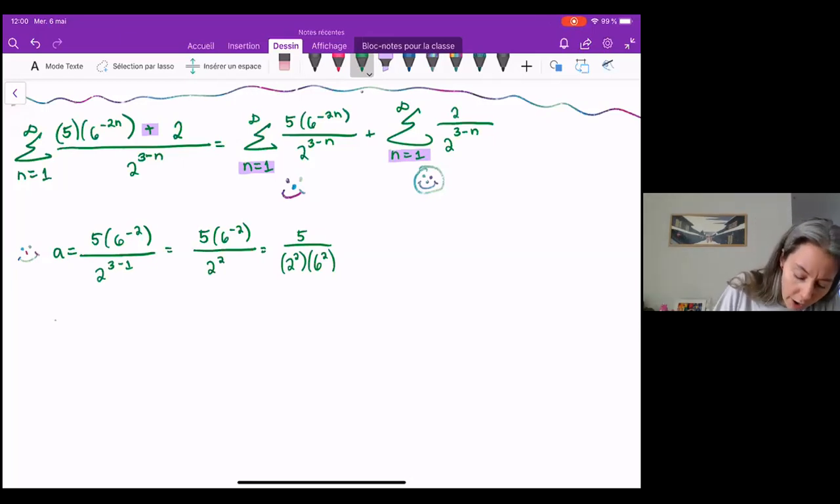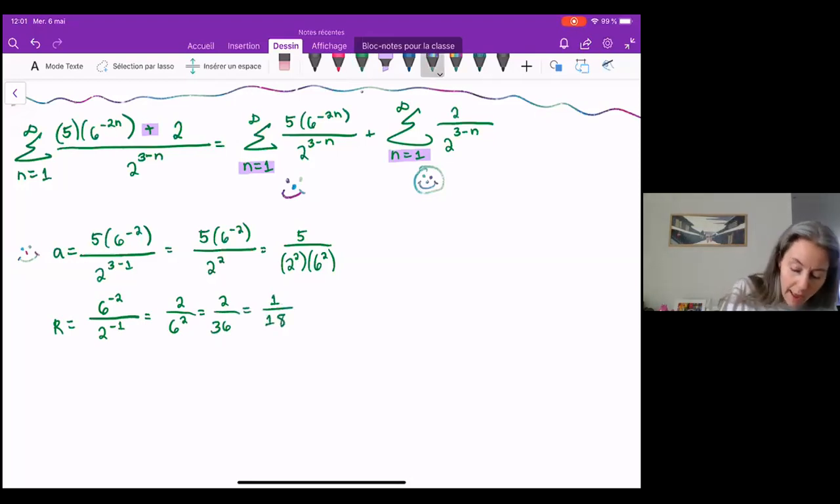Now for my r, remember we're looking at the things that are to the power of n. In this case, we have that negative 2n, so that means it's 6 to the negative 2. And on the bottom, I have 3 minus n, which means that it's 2 to the negative 1. I'm going to simplify this, and then we'll see why we took those negatives. We'll do some little exponent rules. So the 6 squared goes to the bottom, and the 2 goes up. So this is like 2 over 36, which is the same thing as 1 over 18.